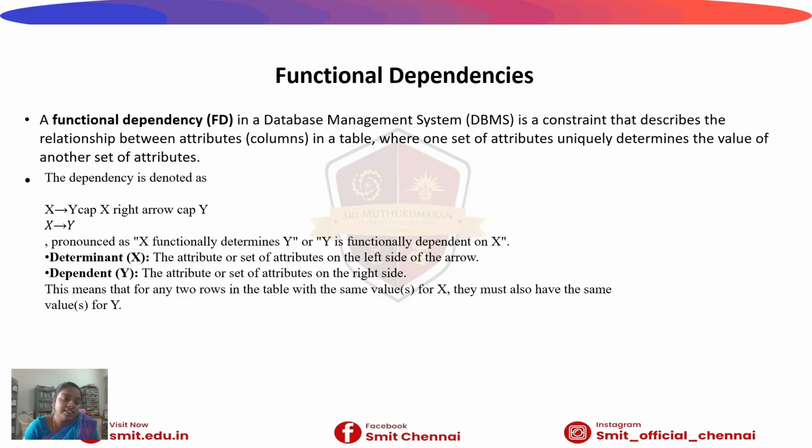Dependency is denoted as X right arrow Y, pronounced as X functionally determines Y, or Y is functionally dependent on X. Here X is the determinant and Y is the dependent. X is the attribute or set of attributes on the left side of the arrow, and the dependent attribute or set of attributes is on the right side. This means that for any two rows in the table with the same values for X, they must also have the same values for Y.